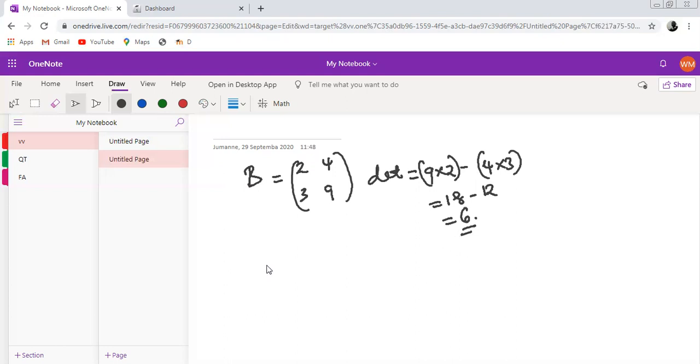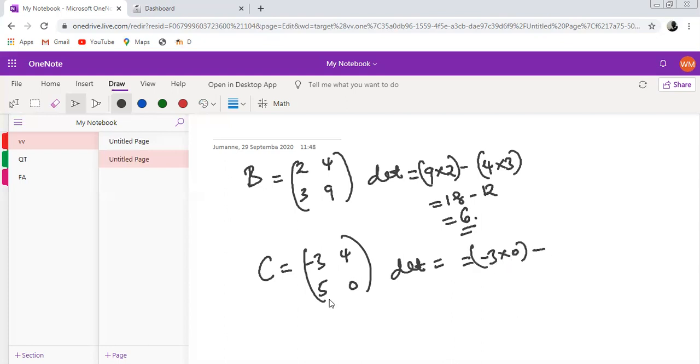If you are told that matrix C is given by -3, 4, and 5, 0, and you are told to find the determinant, it would be given by the product of the main diagonal, which is -3 and 0, minus the product of the secondary diagonal, which is 4 times 5, which gives you 0 minus 20. So the determinant is -20. So basically, that is how we determine the determinant of a 2 by 2 matrix.